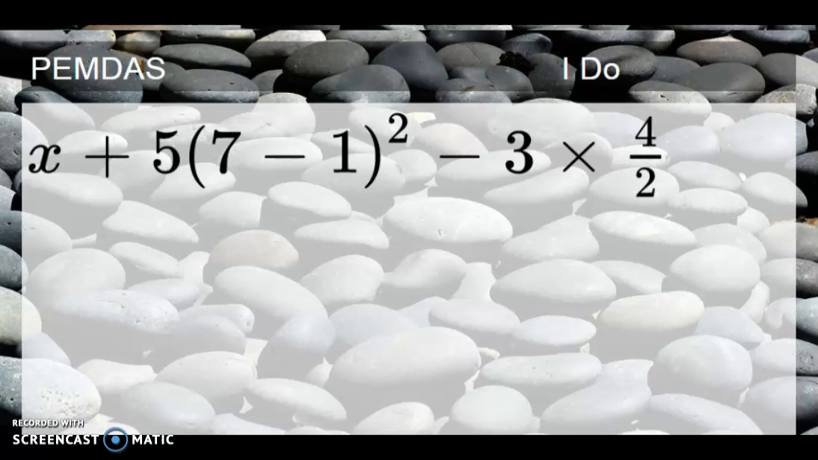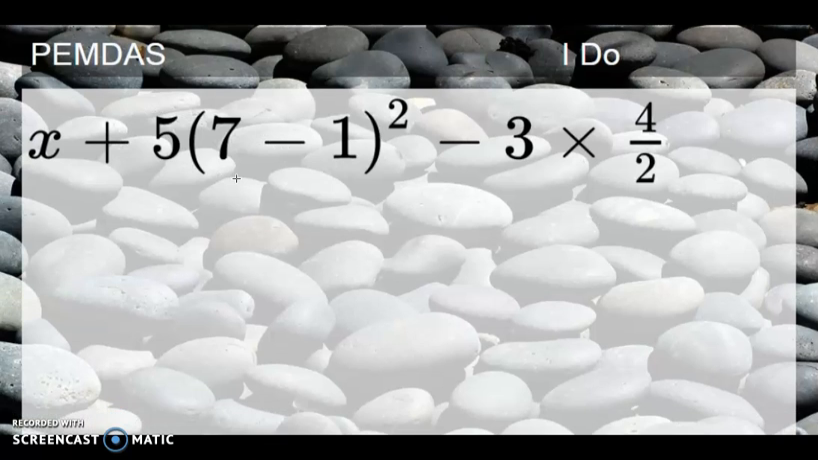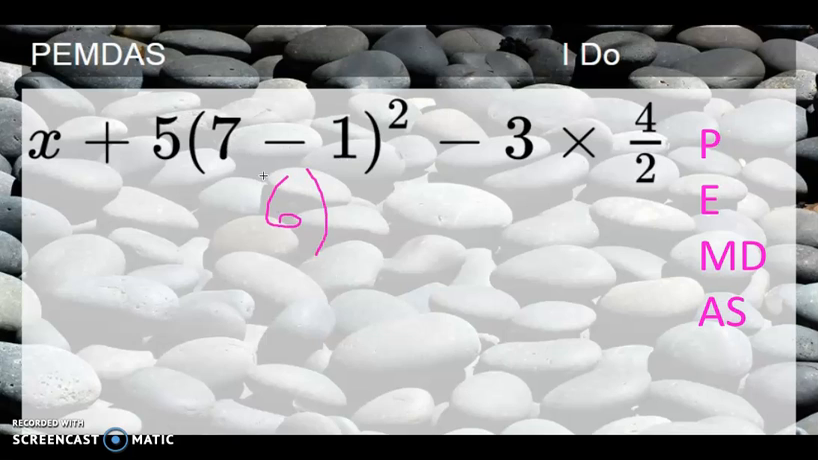Now let's look at this expression and simplify it using PEMDAS. First we look at parentheses. We have some right here. These terms can be combined. 7 minus 1 is 6. Bring everything else down.